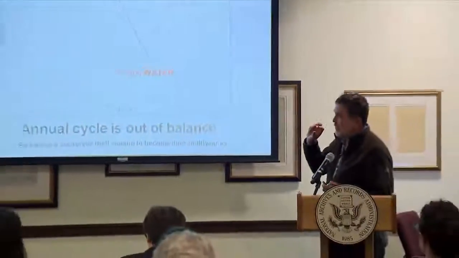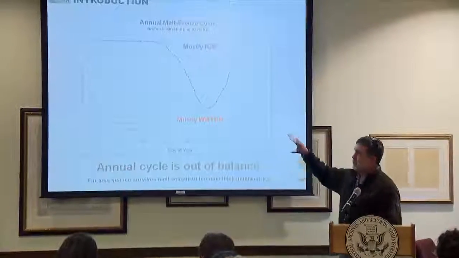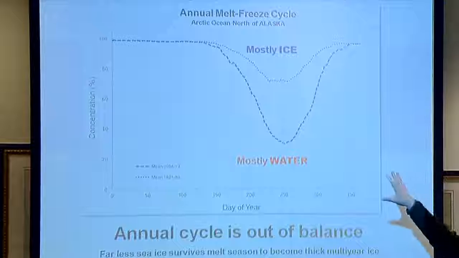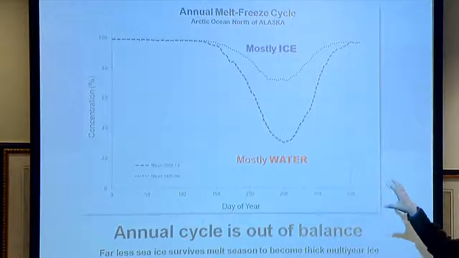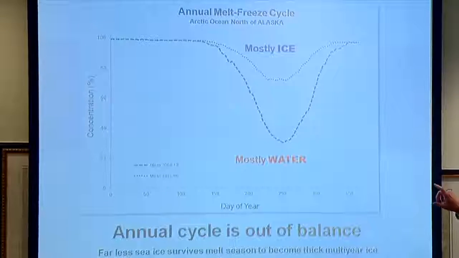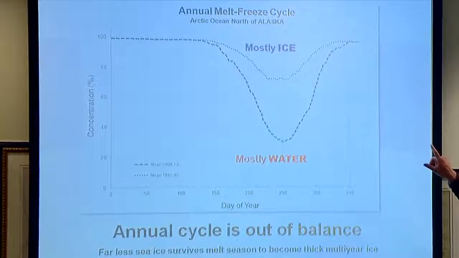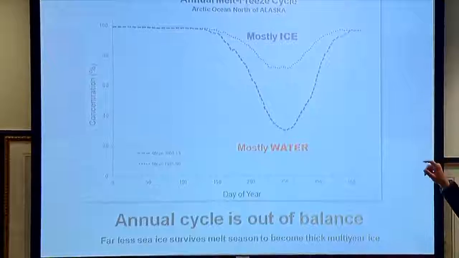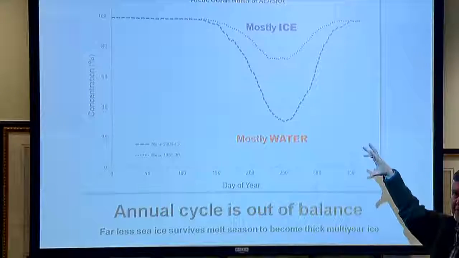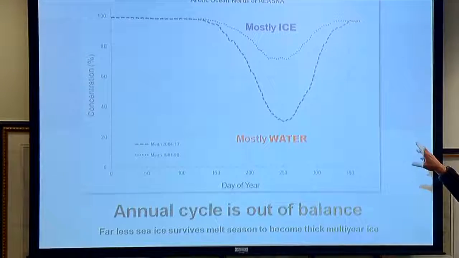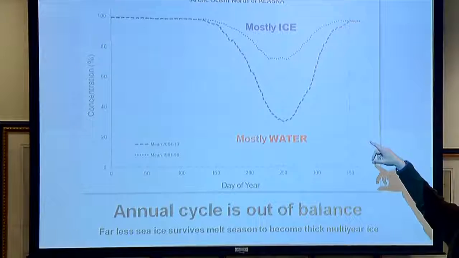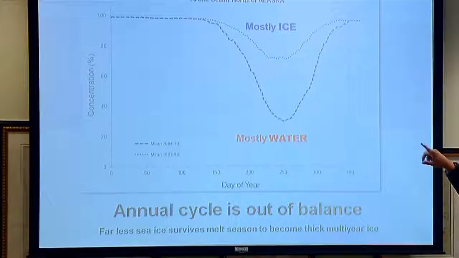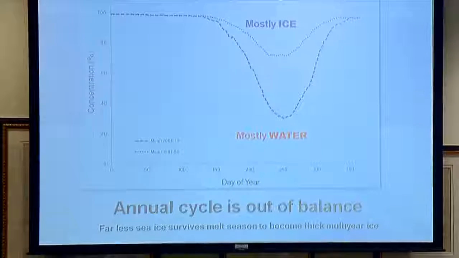So what this is, is the annual cycle of melt and freeze north of Alaska, in the Beaufort and the Chukchi Seas, derived from passive microwave. The first curve, up near most of the ice, is the first 10 years of the satellite era, so it's the ice concentration in the Beaufort Sea north of Alaska in the 1980s. The last curve is the last 10 years of microwave data showing the annual cycle of melt and freeze in that part of the world.